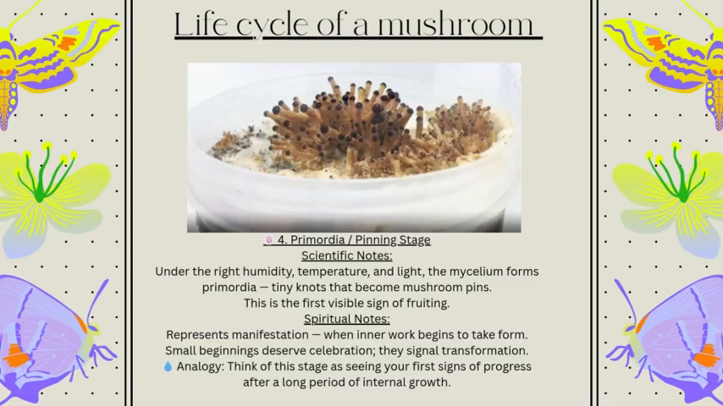The primordial pinning stage. Under the right humidity, temperature, and light, the mycelium forms primordia, tiny knots that become mushroom pins. This is the first visible sign of fruiting. And the spiritual connection to this is when inner work begins to take form. Small beginnings deserve celebration, they signal transformation. Think of this stage as seeing your first signs of progress after a long period of internal growth.